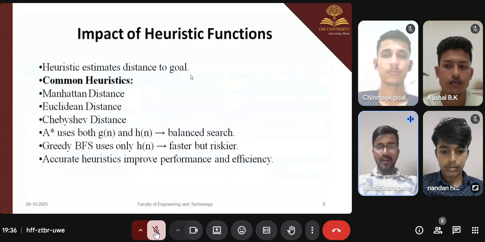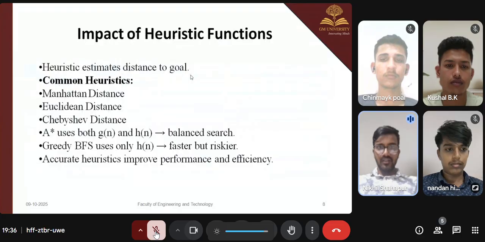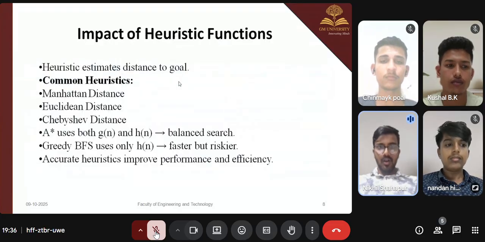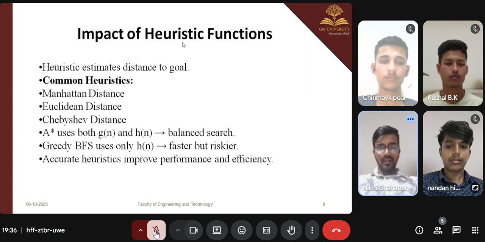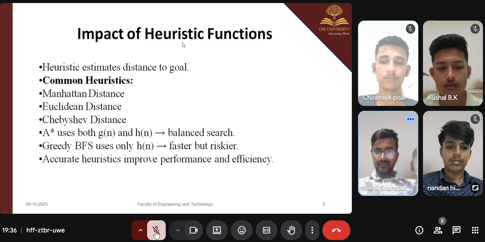And these are the impacts of heuristic functions. A heuristic function estimates distance to the goal. Common heuristics are Manhattan distance, Euclidean distance, and Chebyshev distance. A star uses both g of n and h of n, a balanced search. Greedy BFS uses only h of n, faster but riskier. Accurate heuristics improve performance and efficiency.